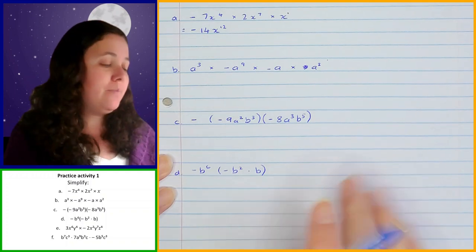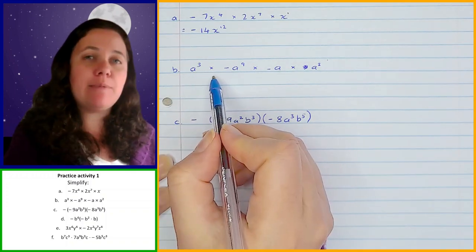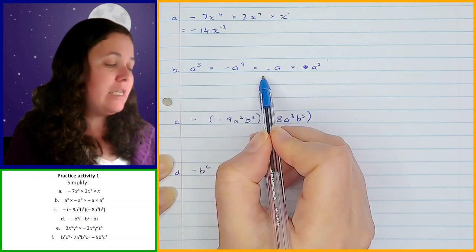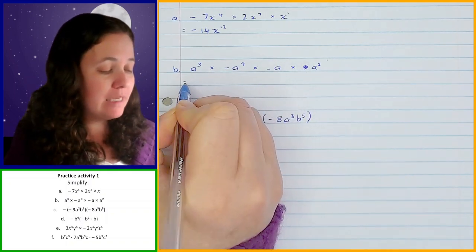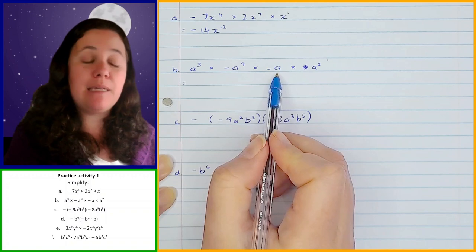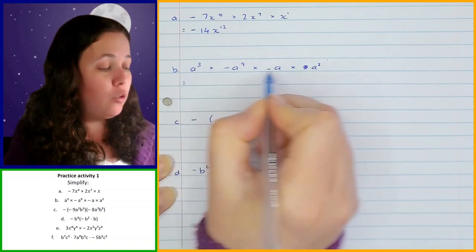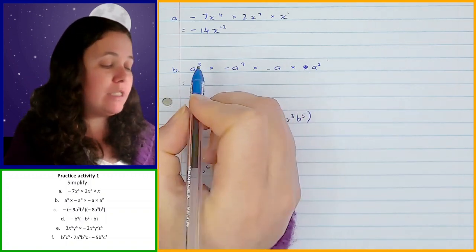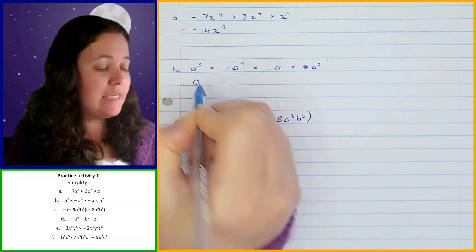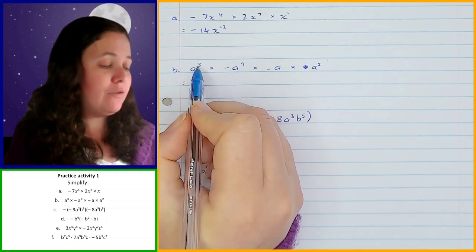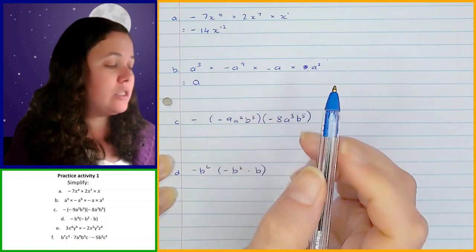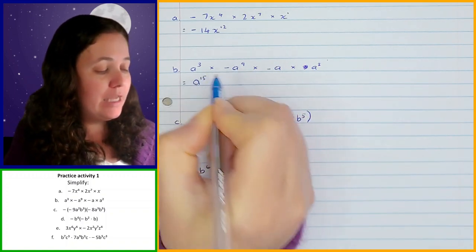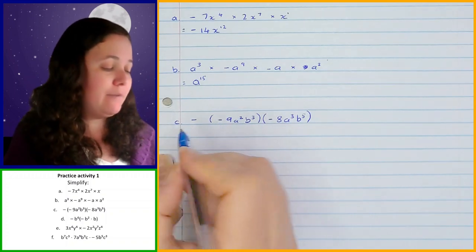Then the next one, I've got a cubed times negative a to the power of 9 times negative a times a squared. So first, my signs, I've got two negatives, that makes it positive. And then they're all a's, so I'm just going to multiply them all together. The base is going to stay the same, and I'm going to add the exponents. So I've got 3 plus 9 is 12, plus 1 is 13, plus 2 is 15. So that is a to the power of 15.